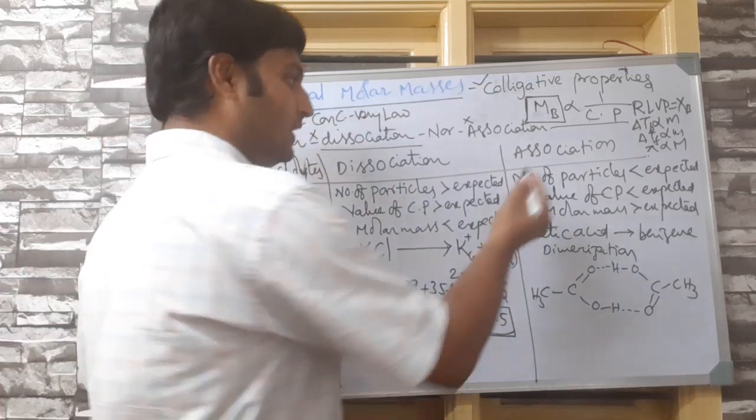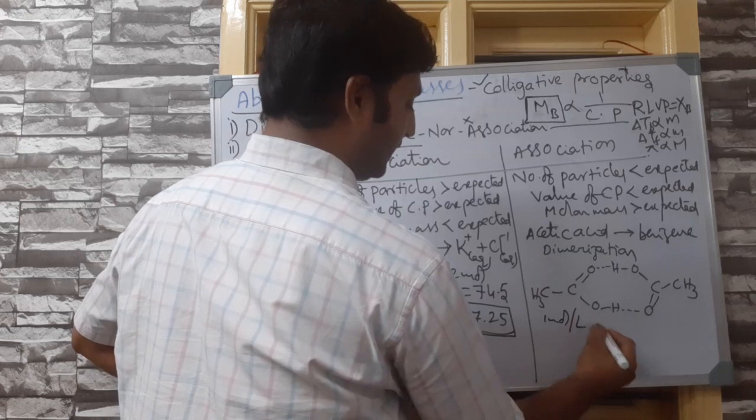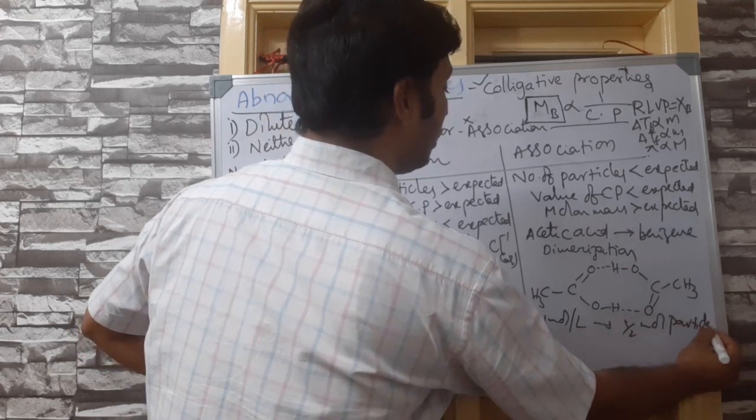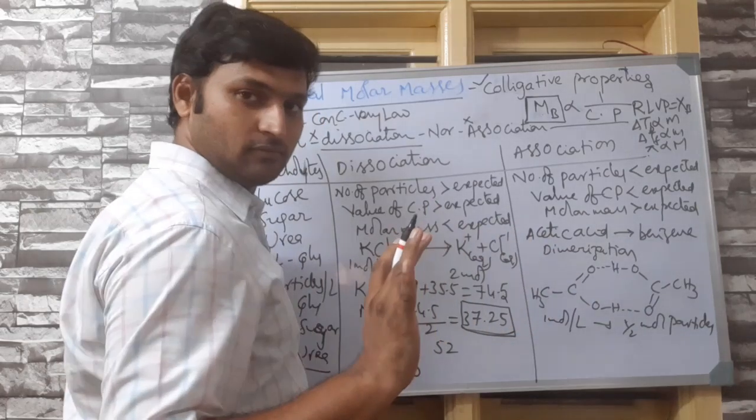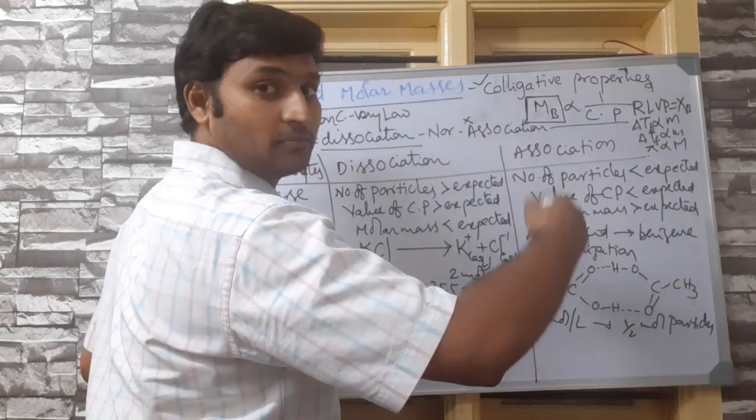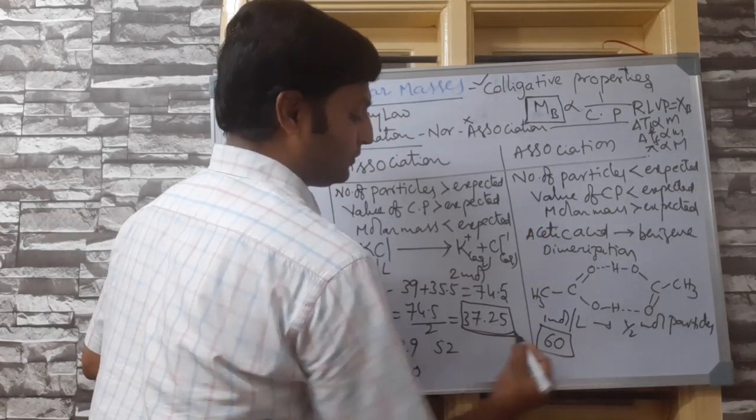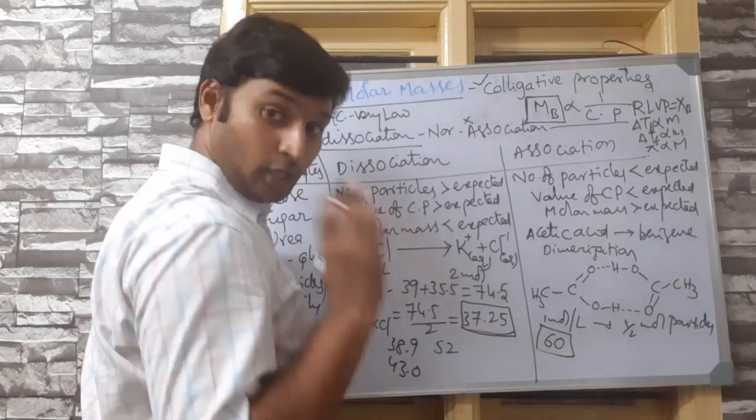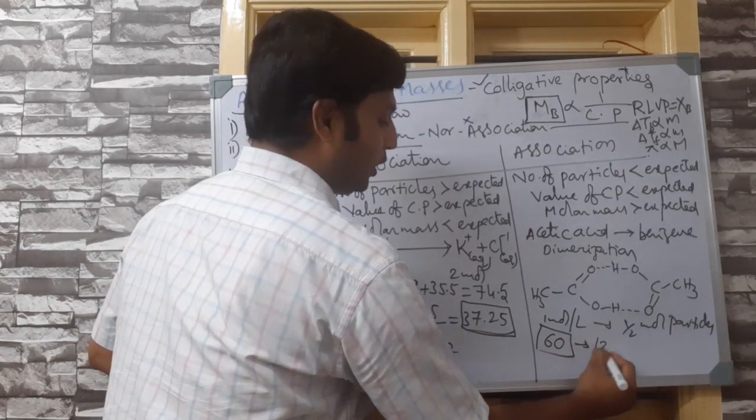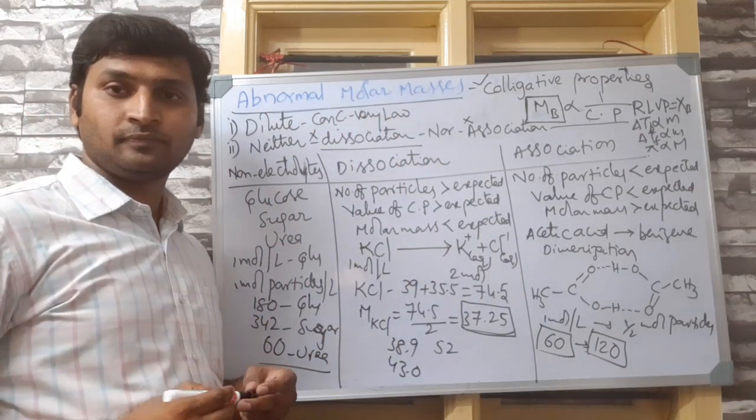So what happens? Suppose I dissolve 1 mole per liter, I end up getting only half mole of particles. When number of particles is half, value of colligative property becomes half. As a result, molar mass becomes double. Actually, you will get molar mass of acetic acid as 60, the normal one. But if you determine by colligative properties method, you end up getting 120, double the expected value.